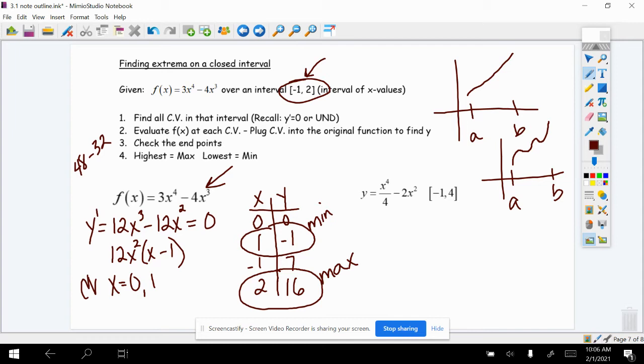Sometimes they'll ask for the full coordinate. If they just ask for the minimum or the maximum, you can just put the y value because that is how high or how low it goes. So let me show you another one.